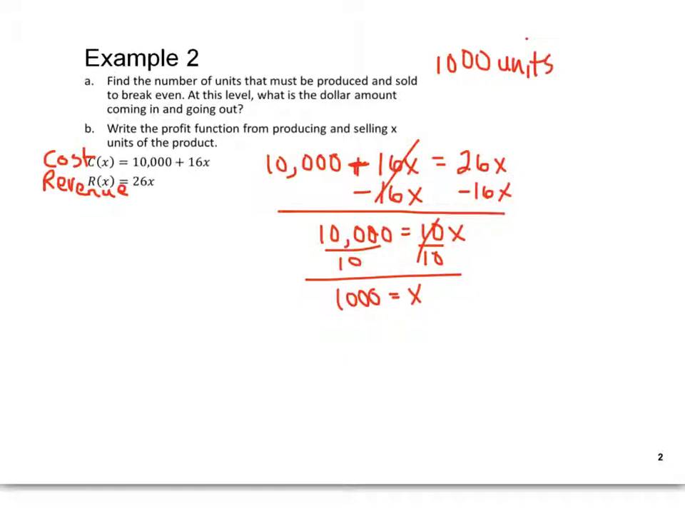The second thing they ask in A is, at this level, what is the dollar amount coming in and going out? Well, that simply means if we're producing x units, which is 1,000, we need to plug that into one of our functions up here to find either the amount coming in or going out. The revenue function will be easier to plug into, so let's pick that one. So all we have to do is 26 times 1,000, which is 26,000. Now we're talking about a dollar amount, so this would be $26,000.